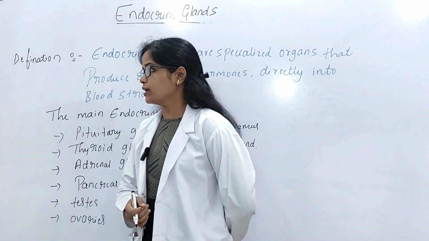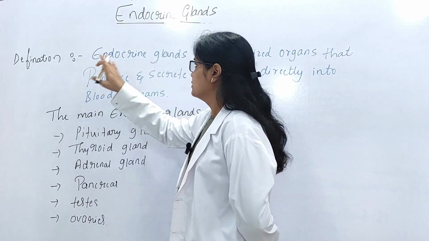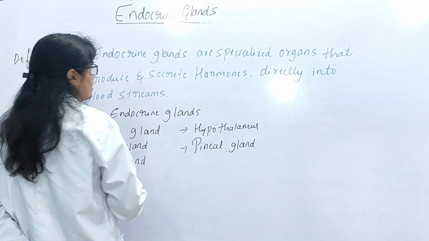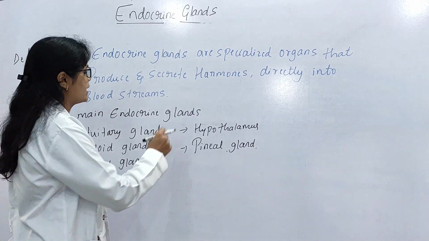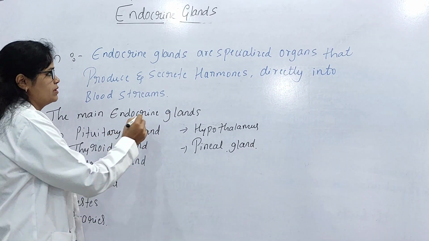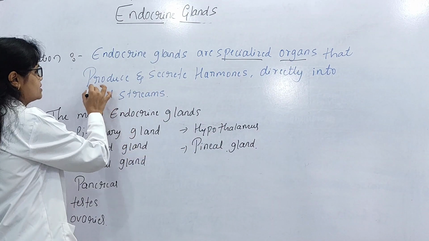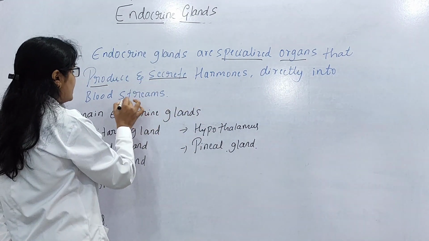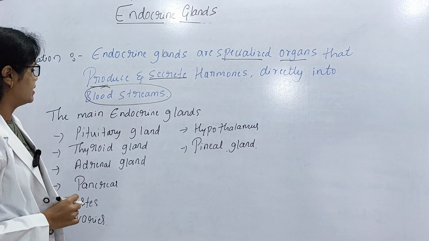Today we'll see the endocrine glands. So the definition of endocrine glands: the endocrine glands are specialized organs that produce and secrete hormones directly into the bloodstream. So these are the specialized organs that produce and secrete the hormones directly into the bloodstream. This is the definition of endocrine gland.